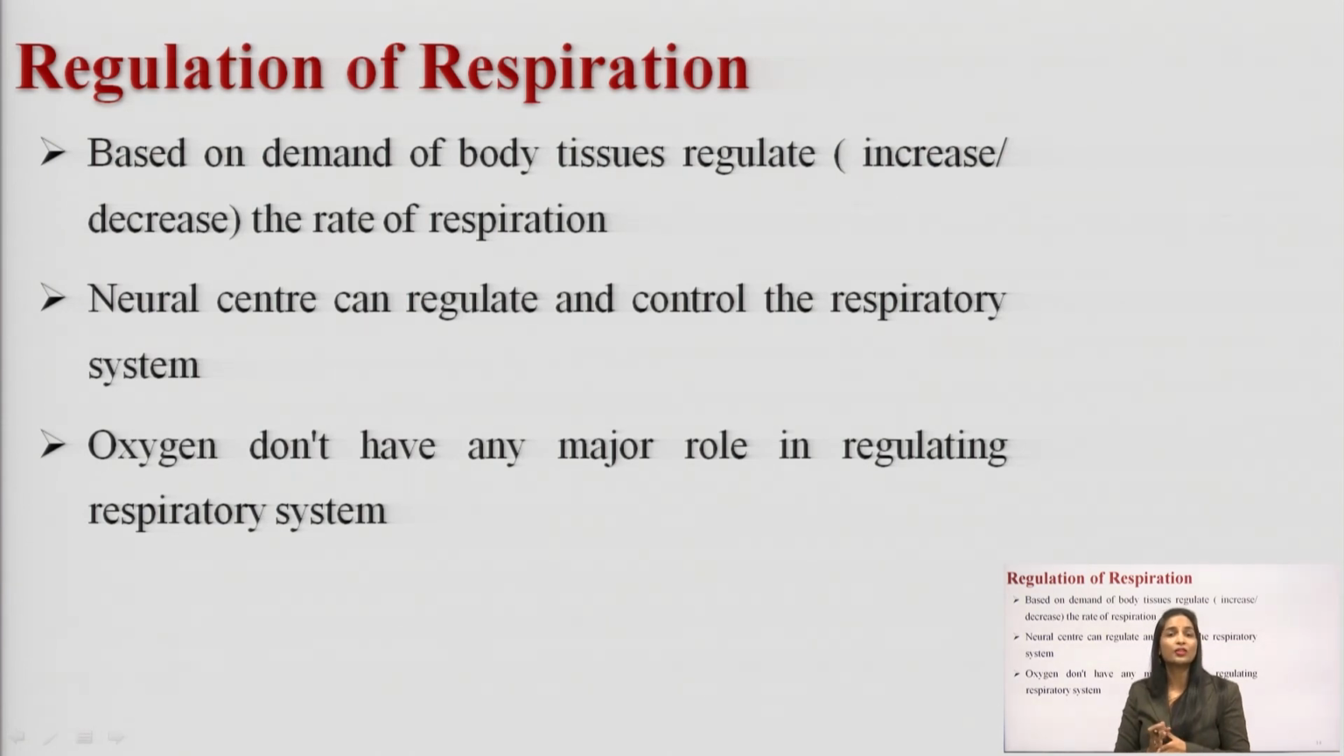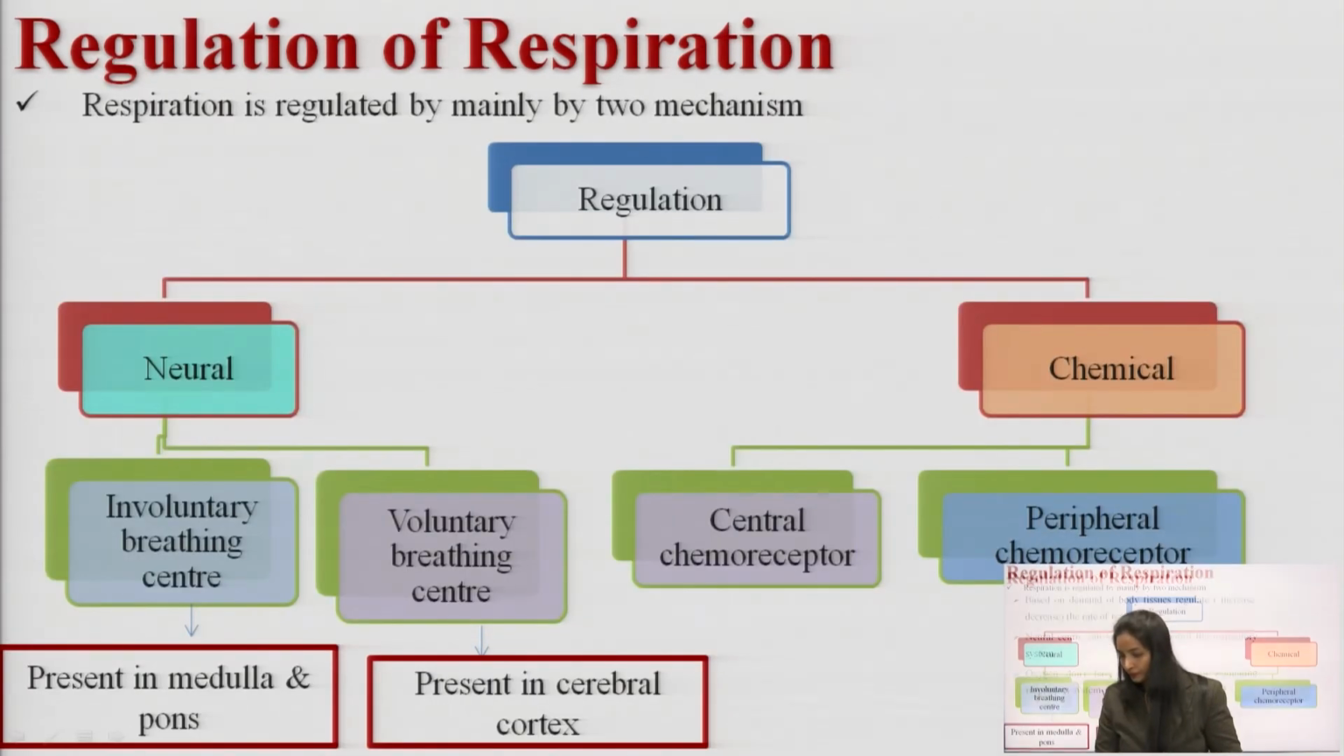Here the regulation of respiration is very important. Here oxygen cannot play any important role in the respiration regulation, right. What is the center responsible for respiratory regulation? Here the neuronal center is responsible for regulation. So, this is an important center which causes increased or decreased respiratory rate according to the demand of the body. Okay. So, this is the regulation of respiration.